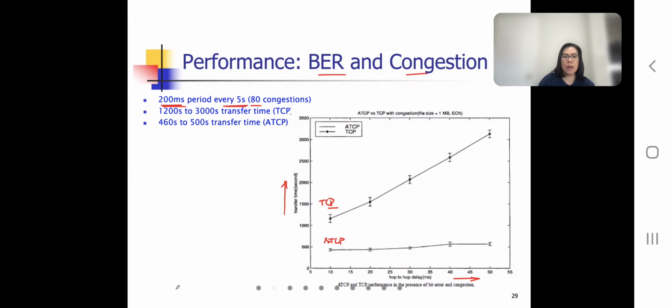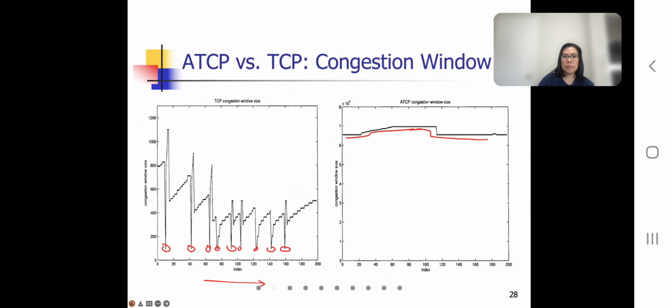And again, that goes back to this problem here. Let's go back to this problem, because every time there's a packet loss, TCP could reduce the window size to 1. That's a problem with TCP.